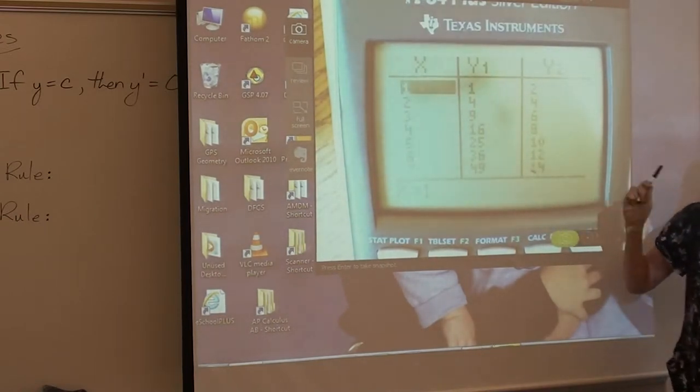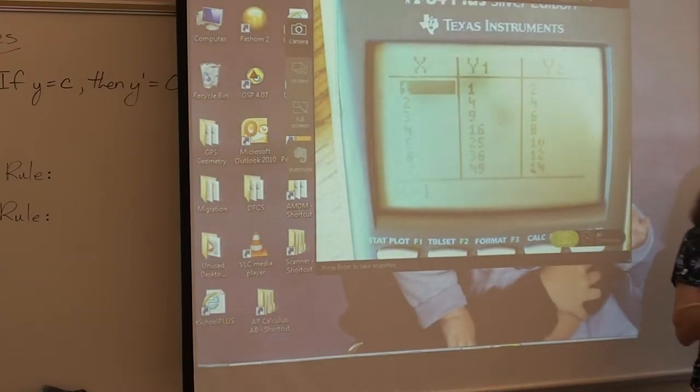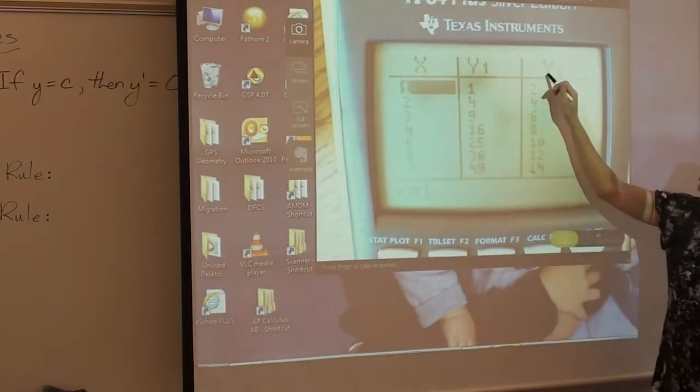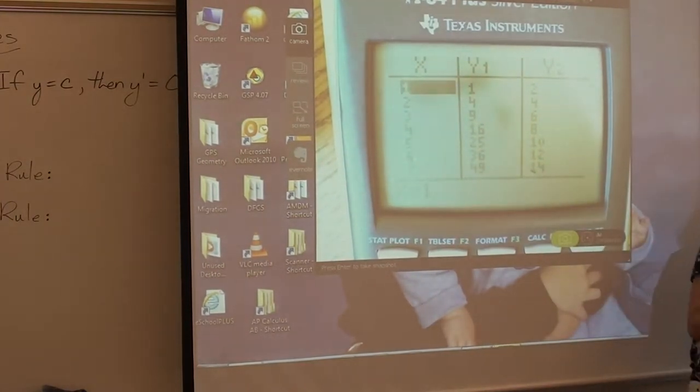Okay. Alright, so we have x, we have the function which is x squared, and we have the derivative. In your groups, I want you to take a second and see if you can figure out how to get from your x value to the derivative value. We're just trying to figure out a function for that derivative. So, in your groups.